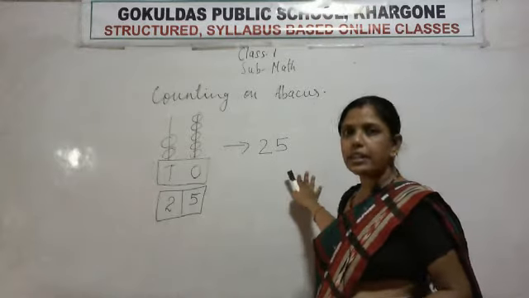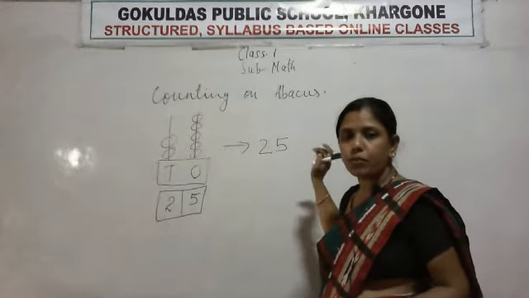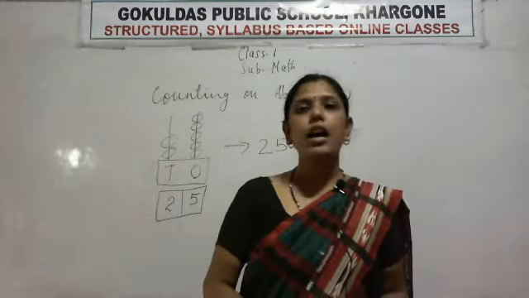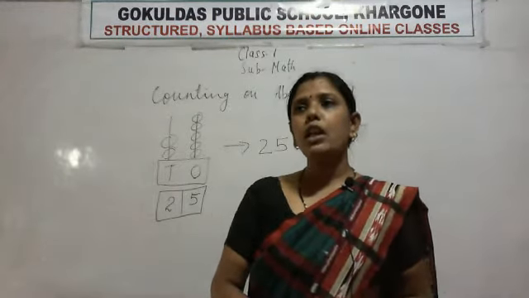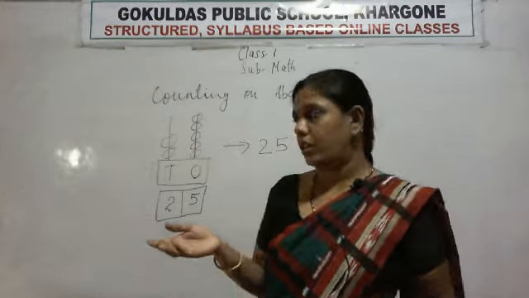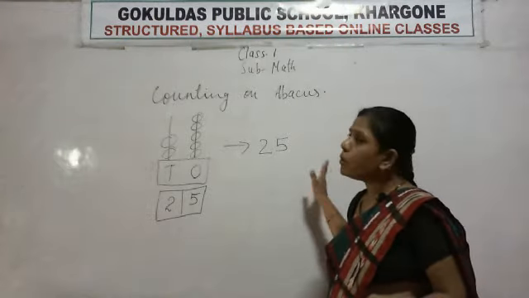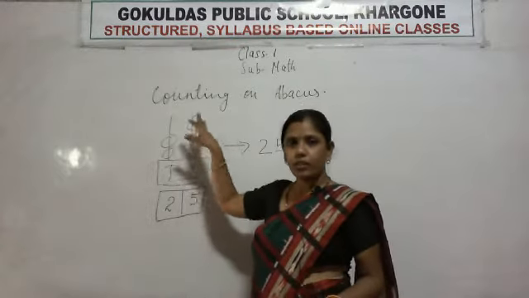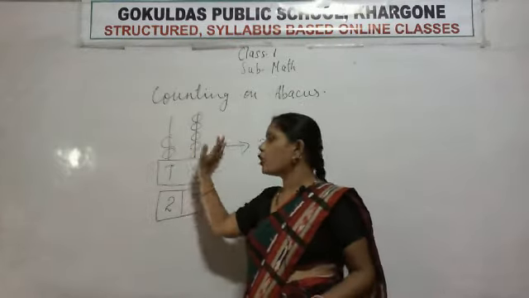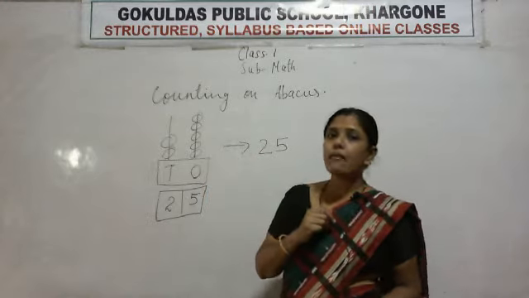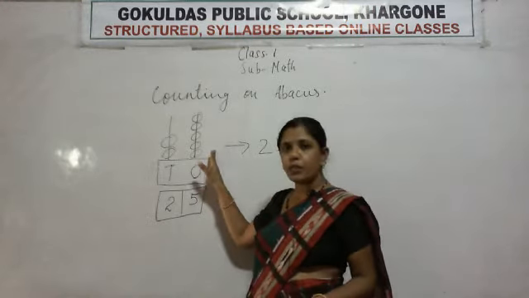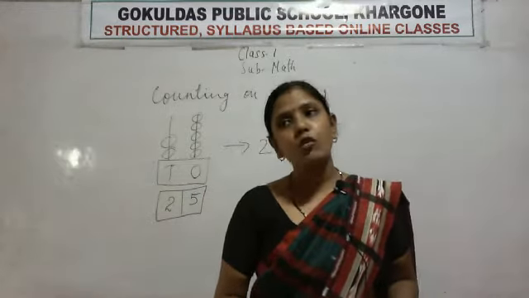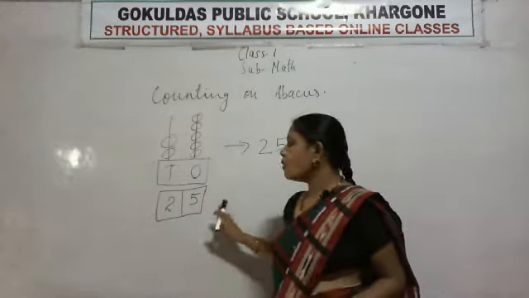You don't have to write this. No need to copy this from the board because we have already done this. We are just revising. Today we will do the opposite of this question. In this question beads are given, and we count the beads and we write the number. After counting the beads we form a number.